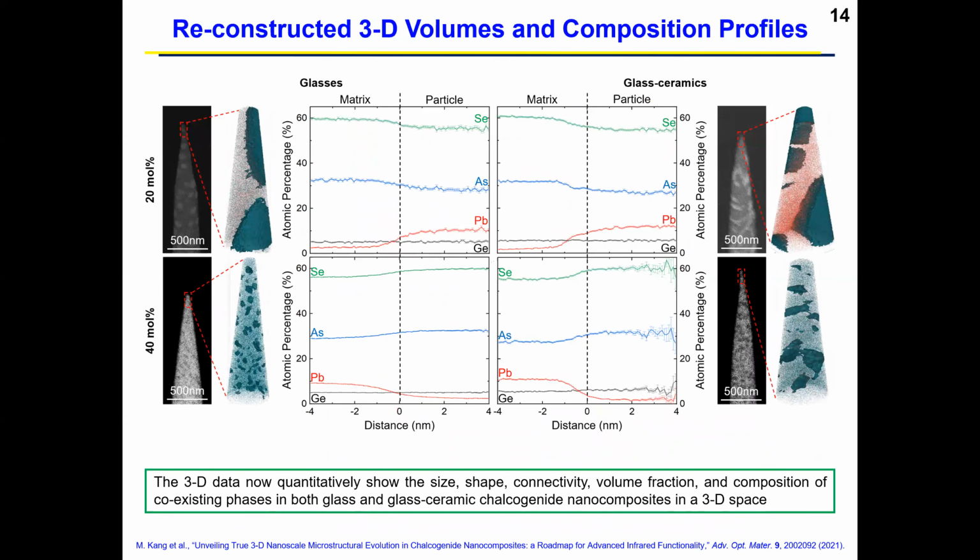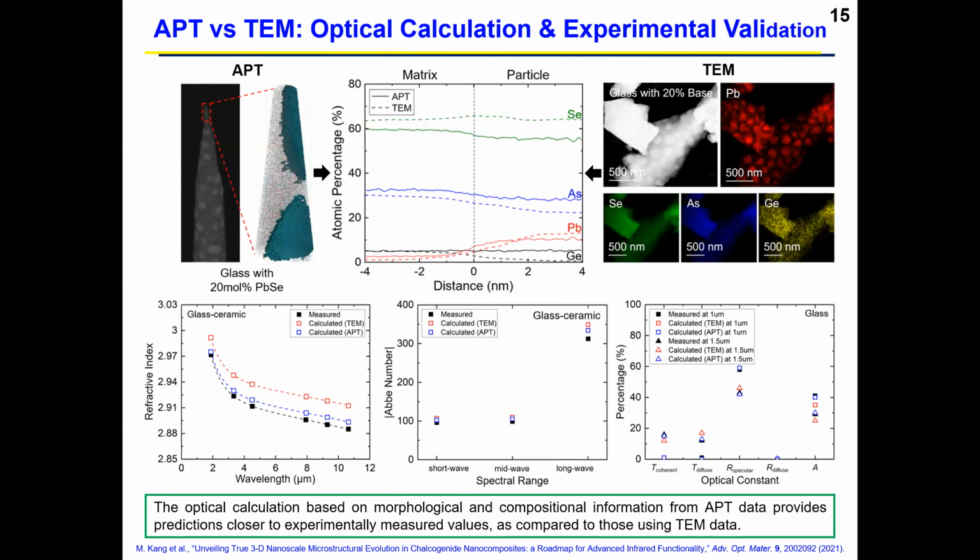These are reconstructed three-dimensional iso-concentration maps of the glass and glass ceramic nanocomposite with two representative compositions of 20 and 40% lead selenide. We can now clearly see how the coexisting phases are distributed, and very importantly, we can quantitatively see how the four constituent elements spatially change when we move from one phase to the other in all cases. A key question here would be how the compositional and geometrical data provided by APT would be differentiated from those using TEM.